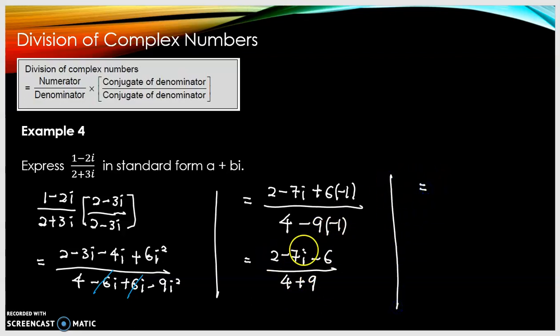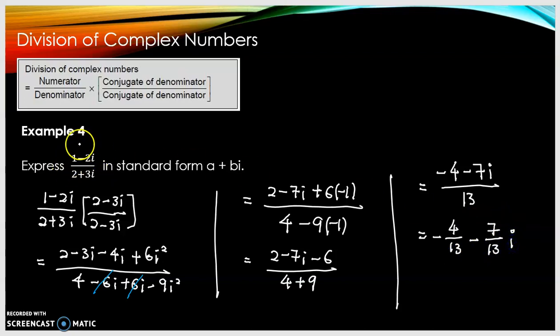Next, 2 minus 6 is negative 4 minus 7i, over 4 plus 9 is 13. So finally, we just separate into two parts, meaning here is negative 4 over 13 minus 7 over 13i. So from the division of complex numbers, now we have transformed into standard form. What we have to do is multiply with the conjugate of the denominator.